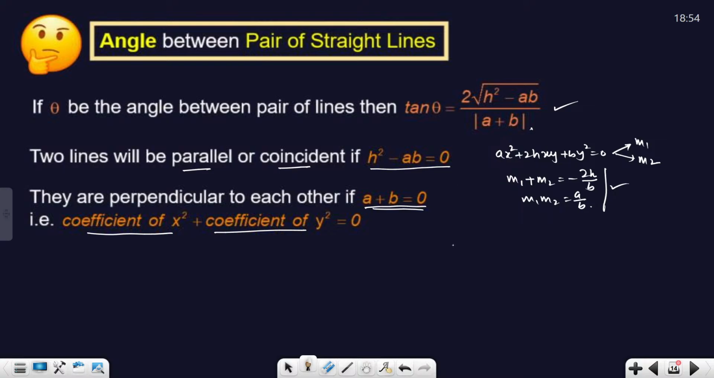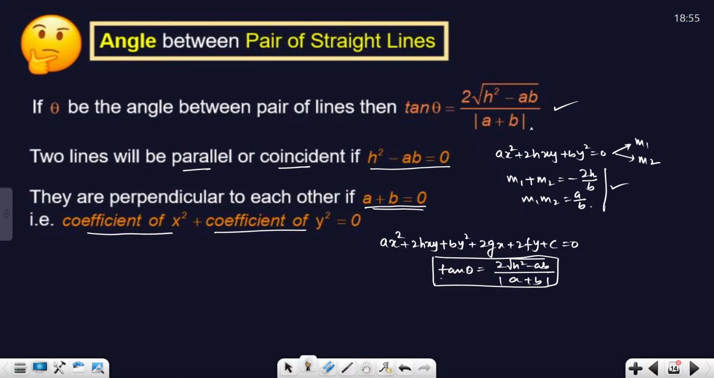So you can remember it in this way also: if the general second degree equation, this is the general second degree equation, right? If this represents a pair of lines, in that case also the angle between them will be 2 root over h square minus ab divided by a plus b. Please do remember this.